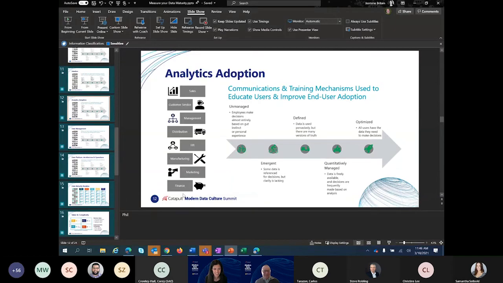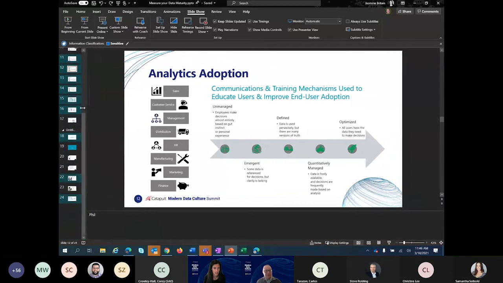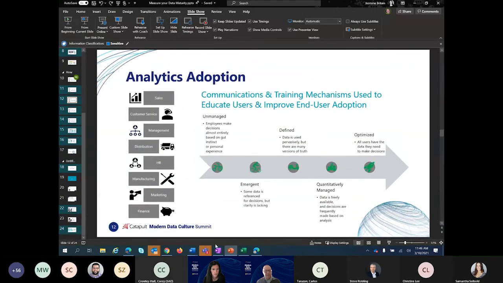In these slides, and Jasmine, I don't know if you can make that big, or the presentation mode can be fun. But in these slides, if you'll see on the left, what we're showing here from an adoption standpoint is looking at these individual business units, right? We have sales, we have customer service, we have management, we have distribution, and so on and so forth. And in the adoption piece, and this is really a critical step, adoption is simply the communications and training mechanisms used to educate and improve end user adoption. And if you think about the reporting capabilities and the insights and who's making the decisions and adapting to near real-time or real-time information, it's the business.